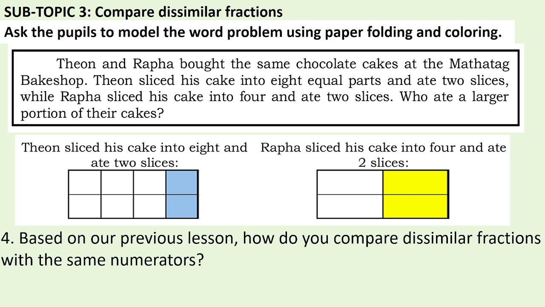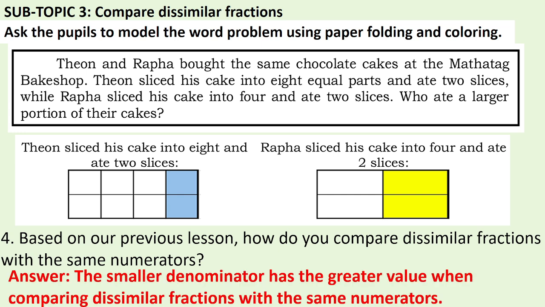Based on our previous lesson, how do you compare dissimilar fractions with the same numerators? Answer: the smaller denominator has the greater value when comparing dissimilar fractions with the same numerators.